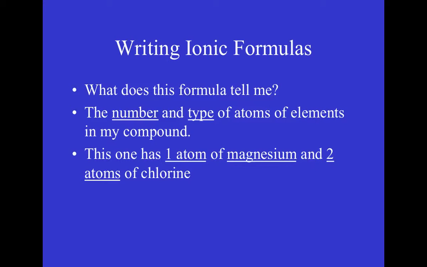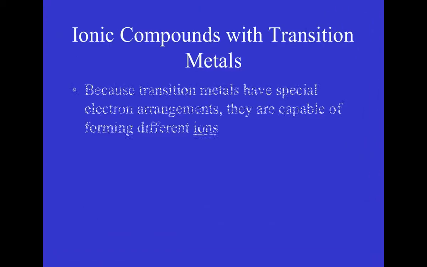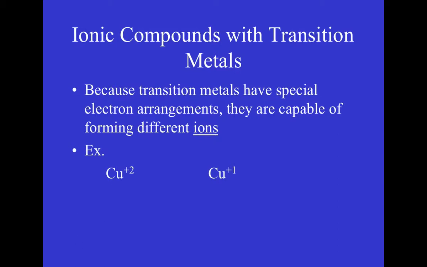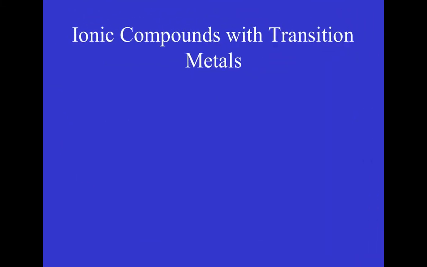Now we can also use the chemical formula to help us with the oxidation number of different transition metals. Remember, they are capable of forming different ions, like I showed you before with the oxidation numbers, but we can actually use the formulas to help us determine it sometimes. So for instance, copper can form either +1 or +2. So let's take a look at this example.